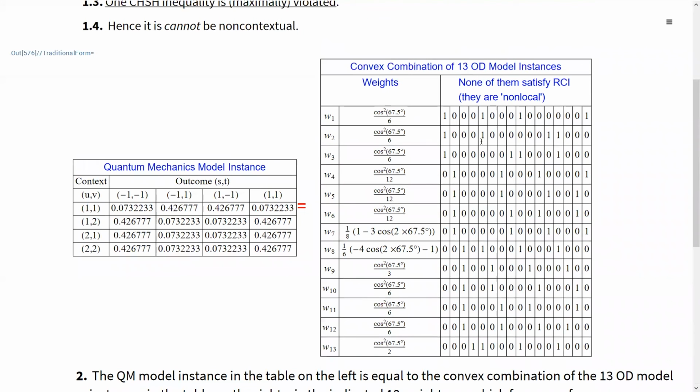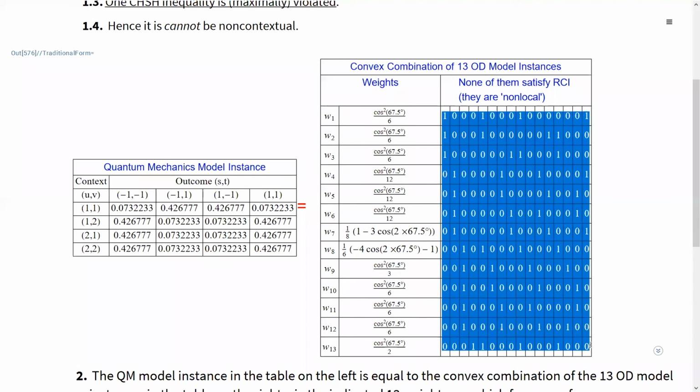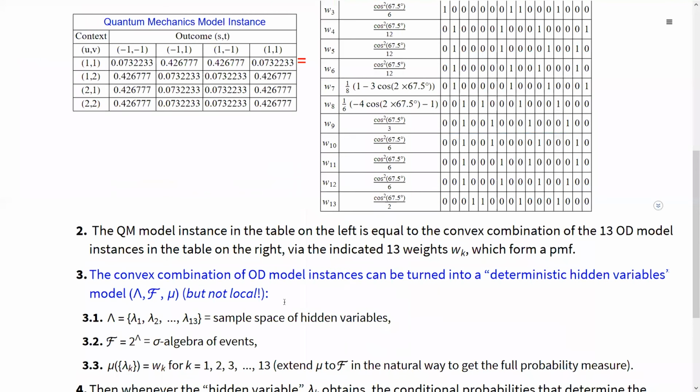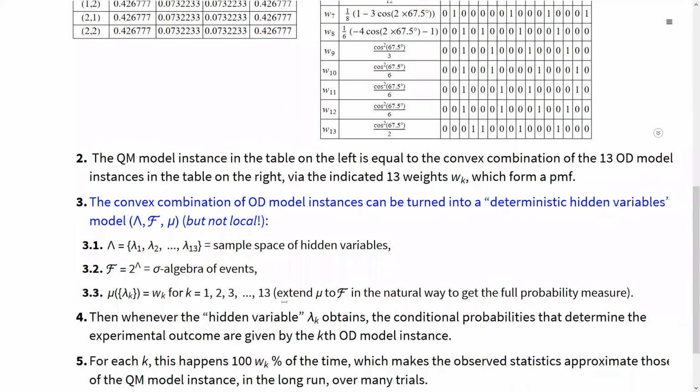And this is where Mathematica, just unbelievable, found me these 13 model instances, which are outcome deterministic. They're all 0s and 1s. They go across, by the way. This is one model. This is the second model. This is the third, and so on. And these are the weights that go with them. They're all some cosine function or squared of 67.5 degrees in some combination or another. I never would have found those weights with pen and paper, obviously.